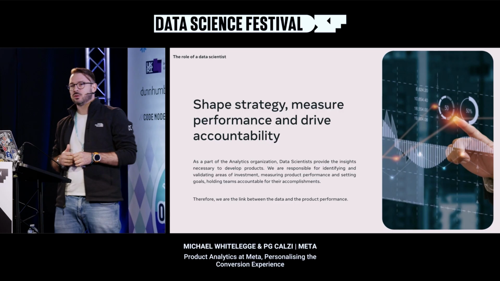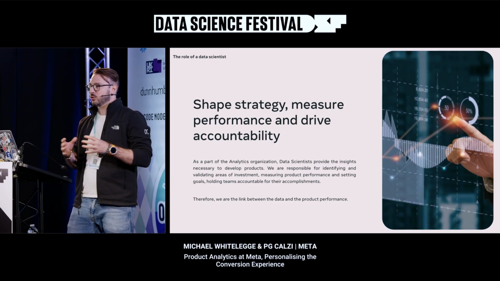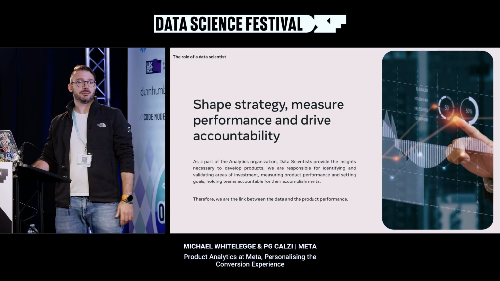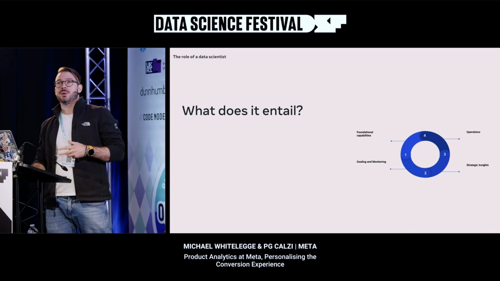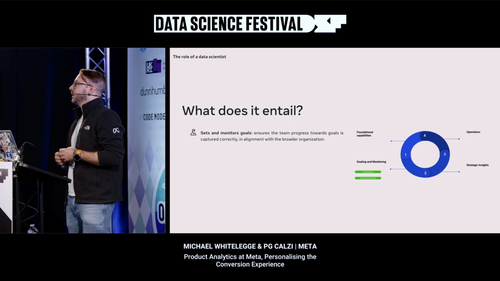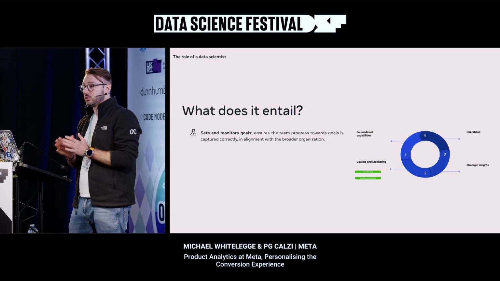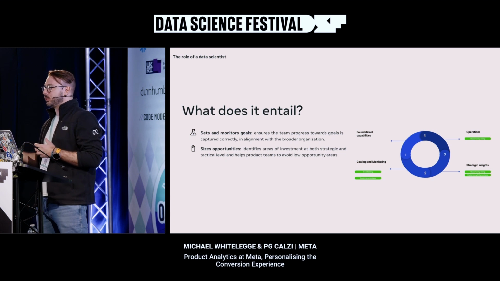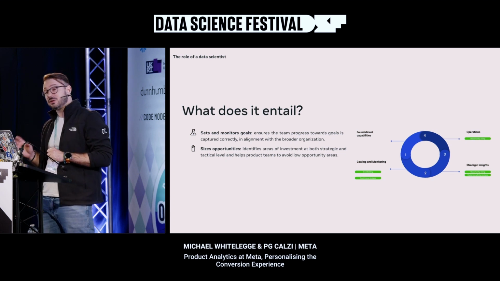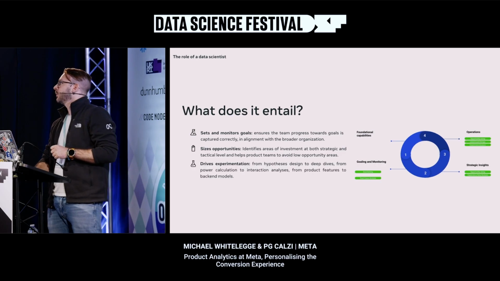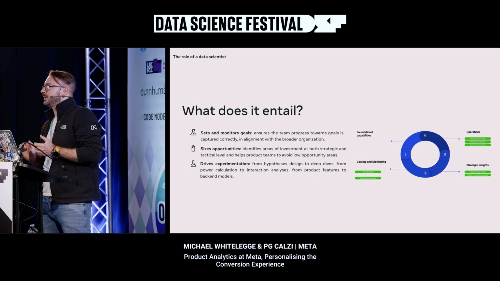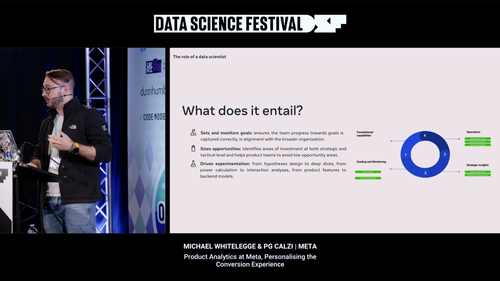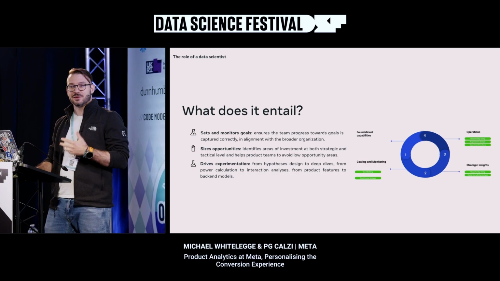And at an accountability level, data scientists try to make sure that all these cross-functional teams deliver what they decided to deliver at the beginning of the time period. And on a day-to-day basis, this translates to the following. There is an element of setting and monitoring goals to make sure that progress is being made throughout the half. There is an element of sizing opportunities, so understanding exactly where to invest, but equally as important, where not to invest. There is an element of driving experimentation, and I would say that depending on the team you're part of at Meta, this might represent the bulk of your work to drive this experimentation layer. And we'll see in a second why this is a little bit complicated.